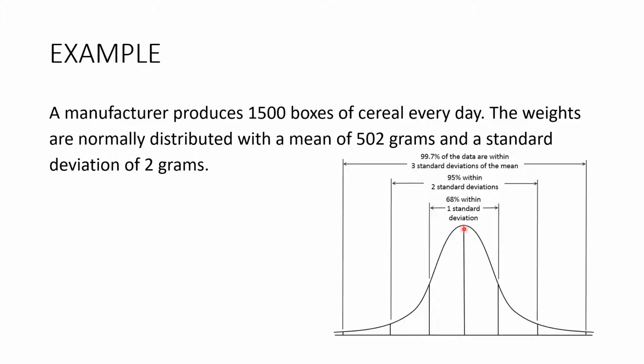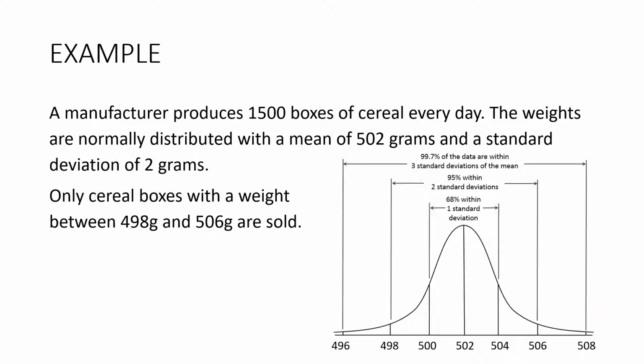So this center point here is going to be 502. This is 1 standard deviation above and below. That's 2 grams above and 2 grams below. See how I got that? This is 2 standard deviations above and below. So I'm going to add 2, subtract 2. And then finally 3 standard deviations above and below. Add 2, subtract 2. Only cereal boxes with a weight between 498 and 506 are sold.